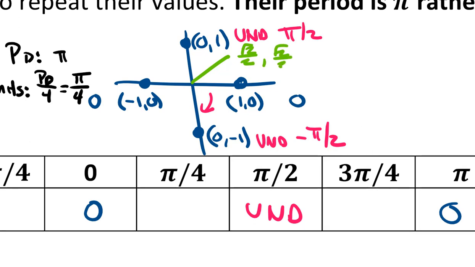So both the x and the y are root 2 over 2. And when I divide that, y divided by x, or sine divided by cosine, I get a value of 1. So at pi over 4, I have a value of 1.